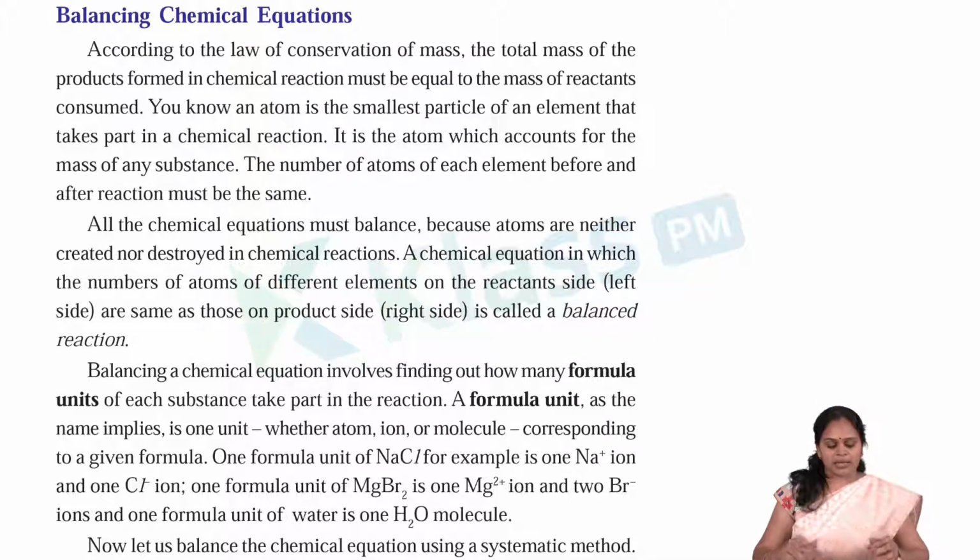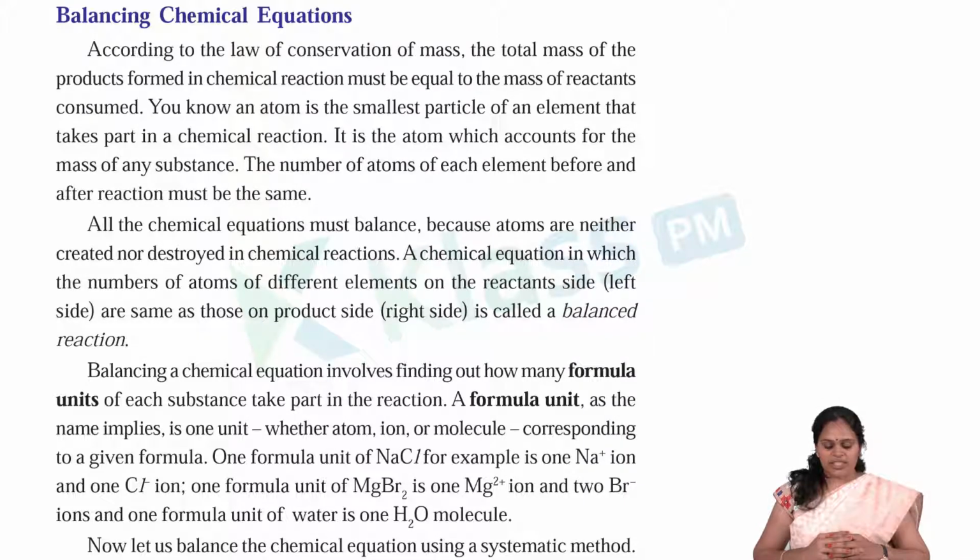conservation of mass. What is a balanced equation or balanced reaction? We can say that a chemical equation in which the number of atoms of different elements on the reactants side, that is the left side of the reaction, are the same as those on the product side, that is the right side of the reaction, is called a balanced reaction.